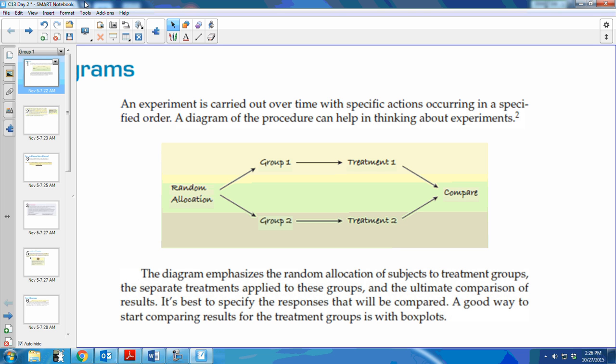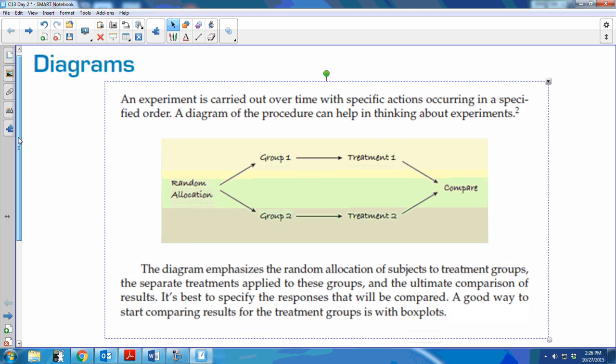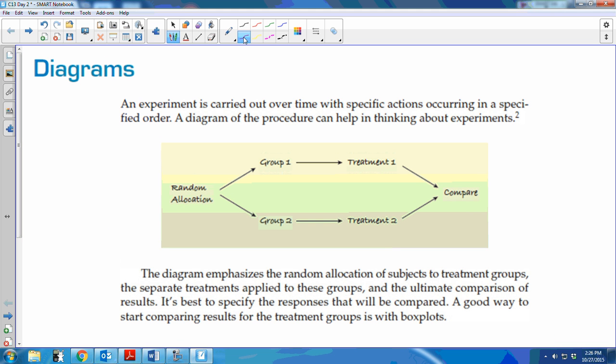Okay? So the first thing I want to talk about today is we actually want to go through and do a more in-depth experimental design. What am I expecting when you go through and design your experiment? So one way to keep track of everything is to create a diagram. All right? In a diagram, you show that there's random assignment to groups. You show that those groups are assigned to a specific treatment. And at the end, you're going to compare.